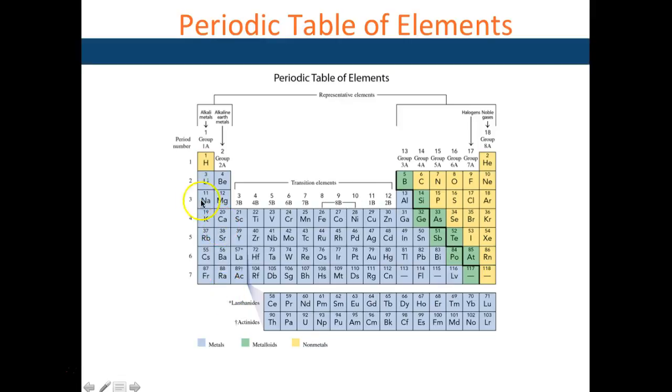Okay, so we talked about group 1, the alkali metals, group 2, the alkaline earth metals. These groups don't have any particular name. Group 7A does: halogens. Then the noble gases, group 8A. The representative elements are all the A group elements, and then the B group elements are the transition elements.